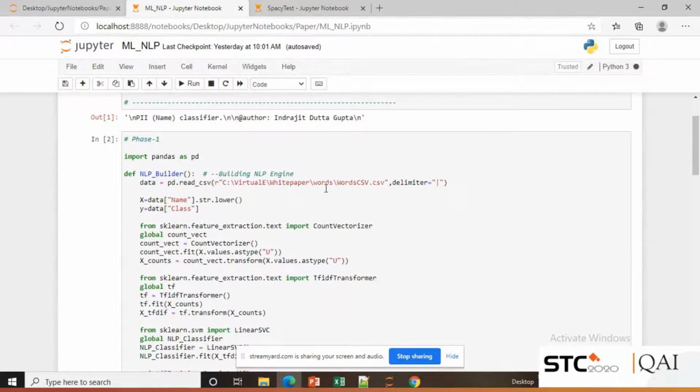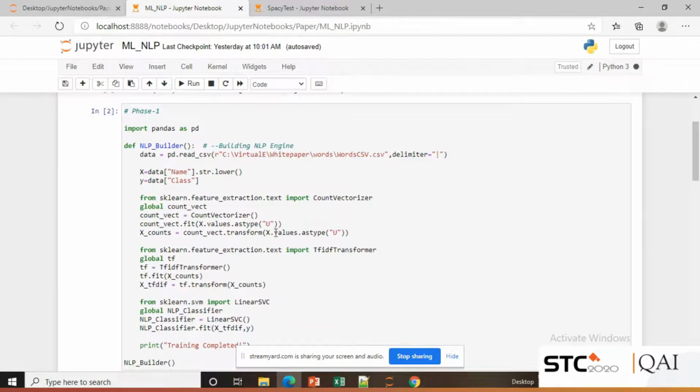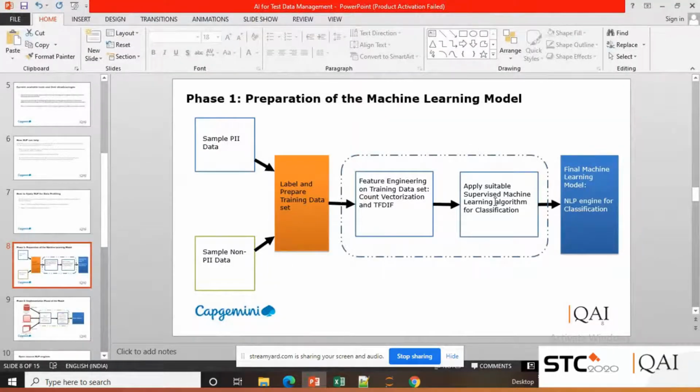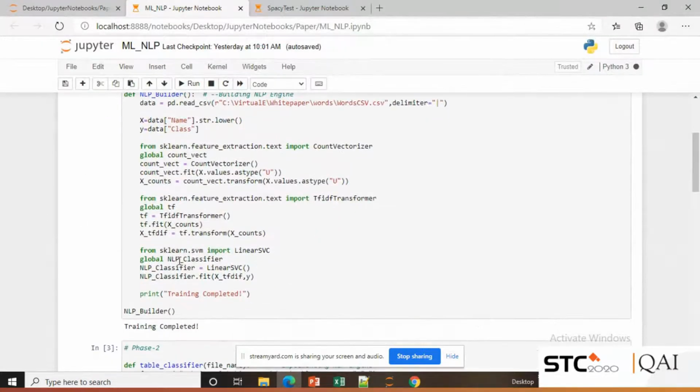And as soon as I got my training data set, I first used this count vectorizer and TF-IDF transformer to make the numerical, mathematical representation which I'm talking about. And once that is done, then we are applying a suitable supervised machine learning algorithm. This is a classification. We are classifying periods. So we will apply a classification algorithm. For my model, I have applied support vector machine, if you can see here.